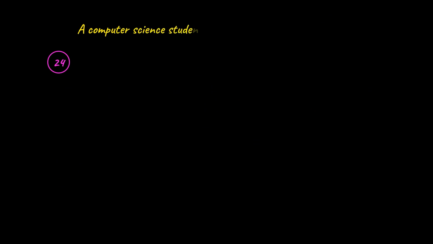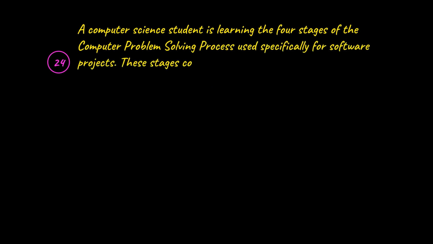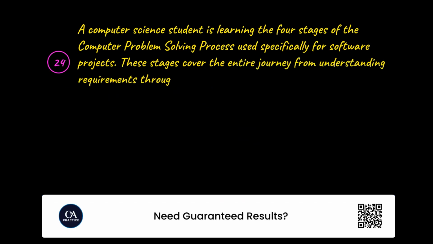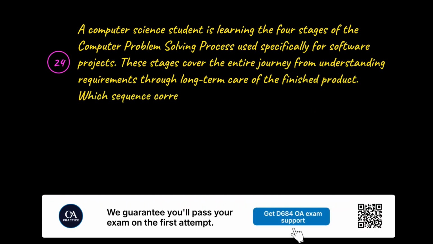Question 25. A computer science student is learning the 4 stages of the computer problem-solving process used specifically for software projects. These stages cover the entire journey from understanding requirements through long-term care of the finished product. Which sequence correctly lists all 4 stages?